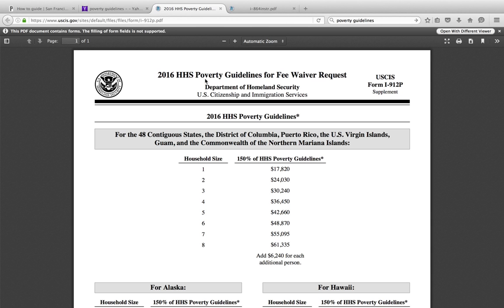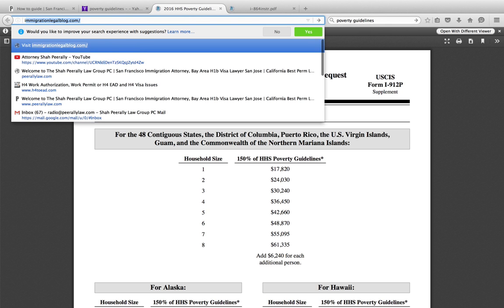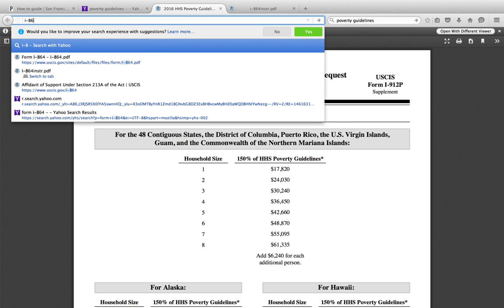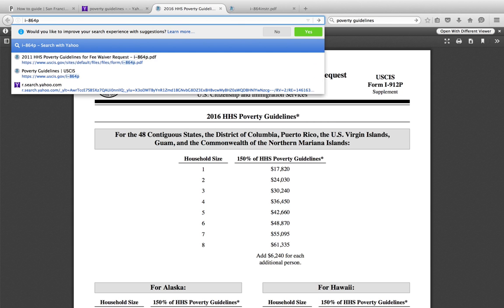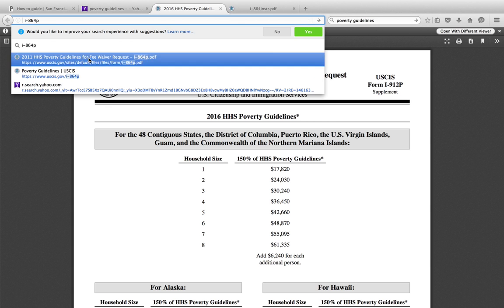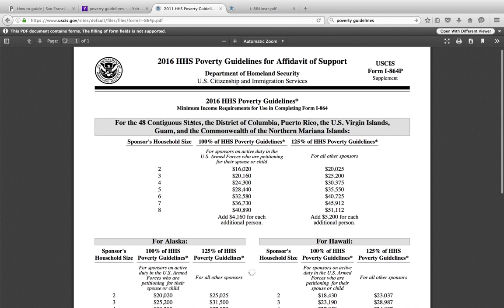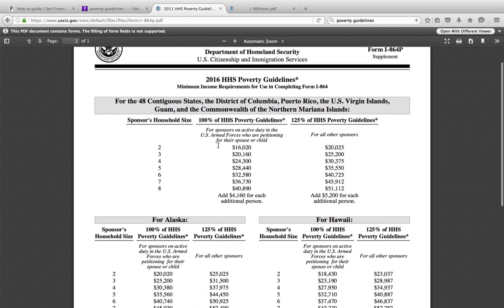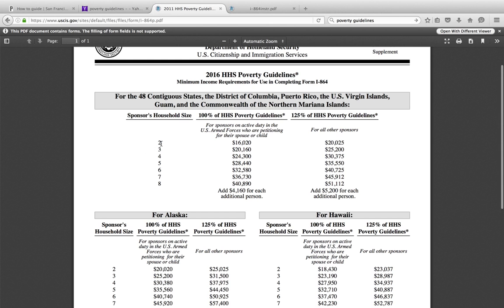This is a fee waiver, by the way, for poverty guidelines, but there are the real poverty guidelines here. I think it's the form I-864P. Let's see if we can get it here. Here we go, that's the right form. So that's the form you see here. For two people, you don't look at this one; you look at the 125%. It's $20,000. For three people it's $25,000. For four people it's $30,000.